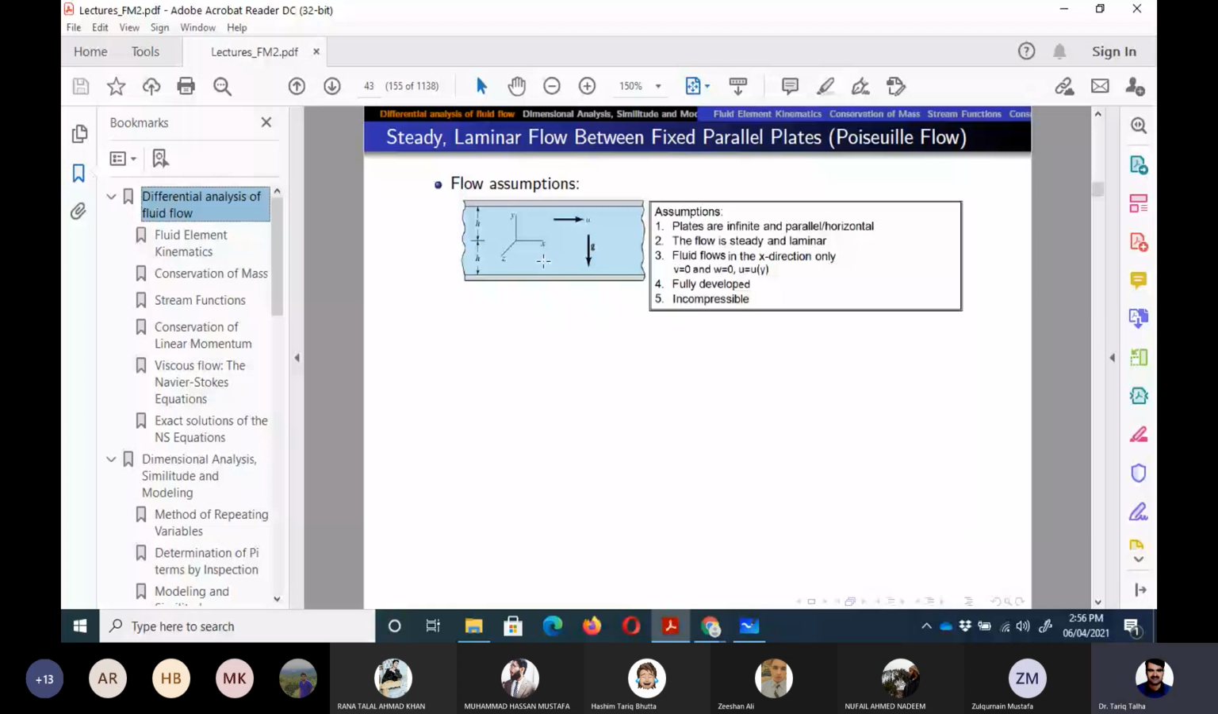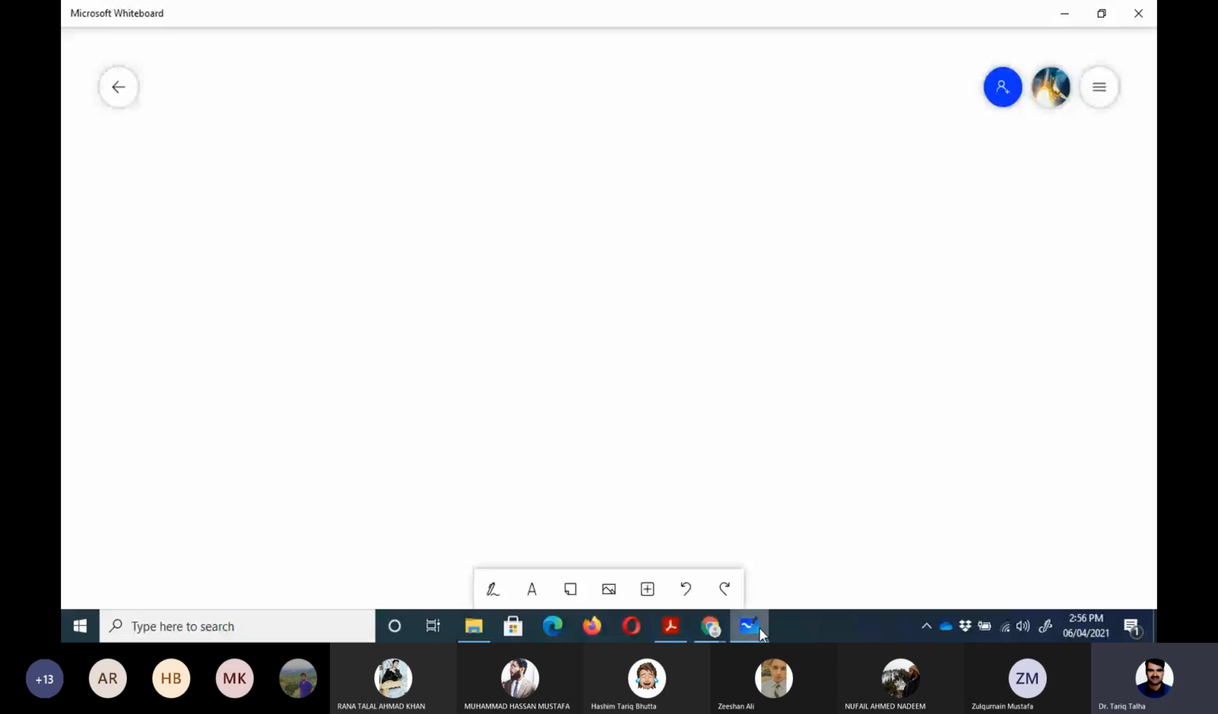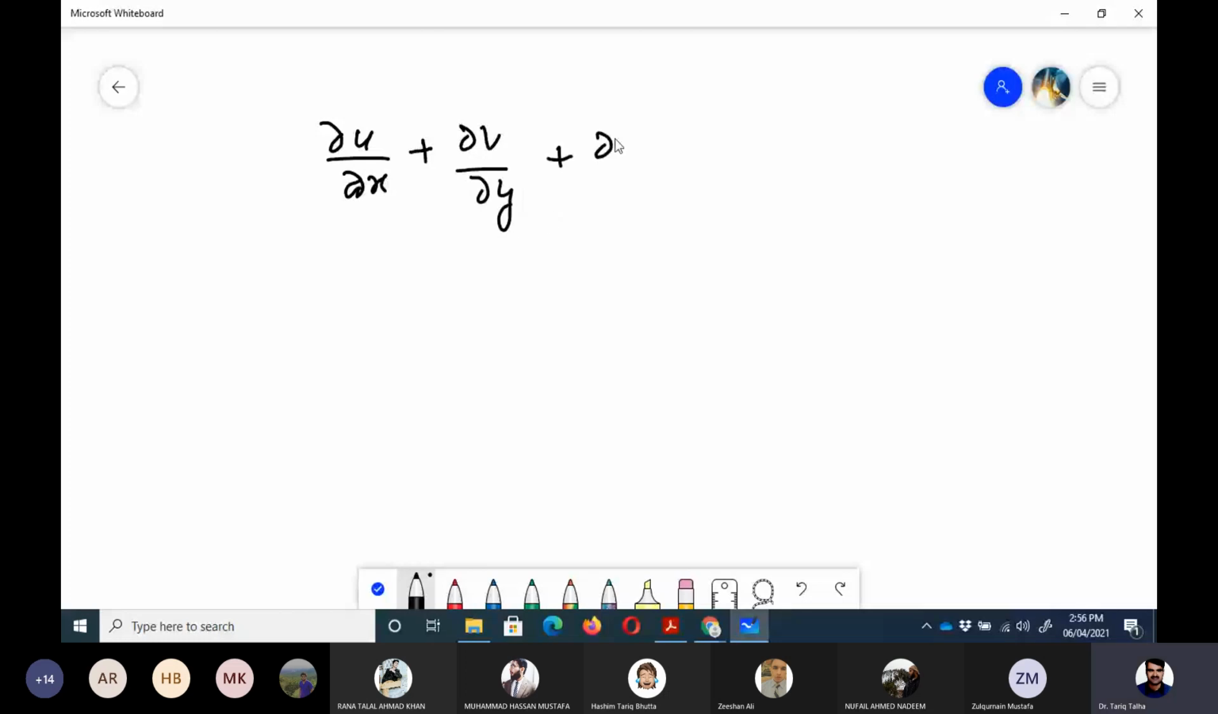That can also be obtained from the continuity equation for steady incompressible flow, because we know that for steady incompressible flow we have the relation partial u by partial x plus partial v by partial y plus partial w by partial z equal to 0. In this case, for steady laminar incompressible flow between two parallel plates, we know that the v and w components are 0.